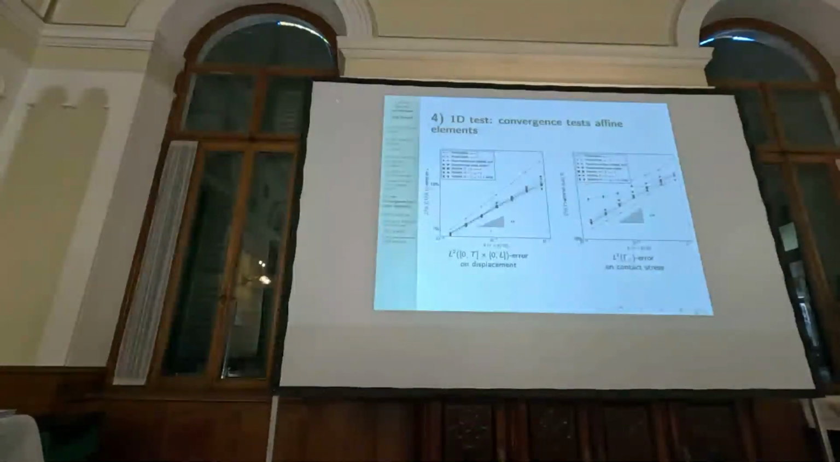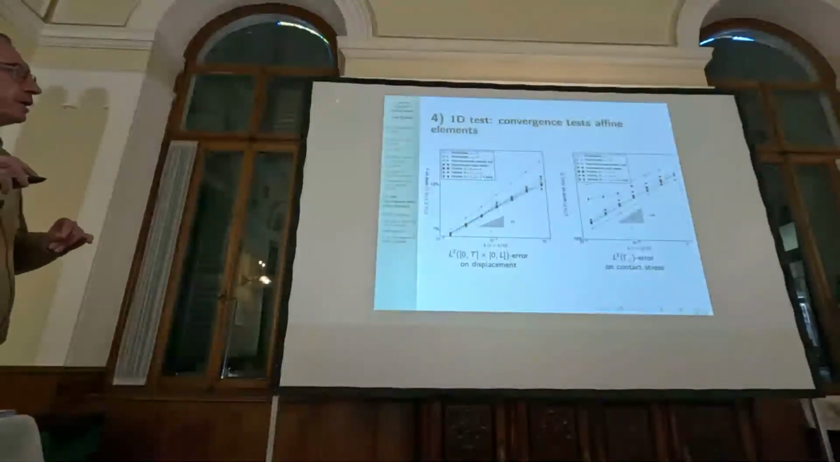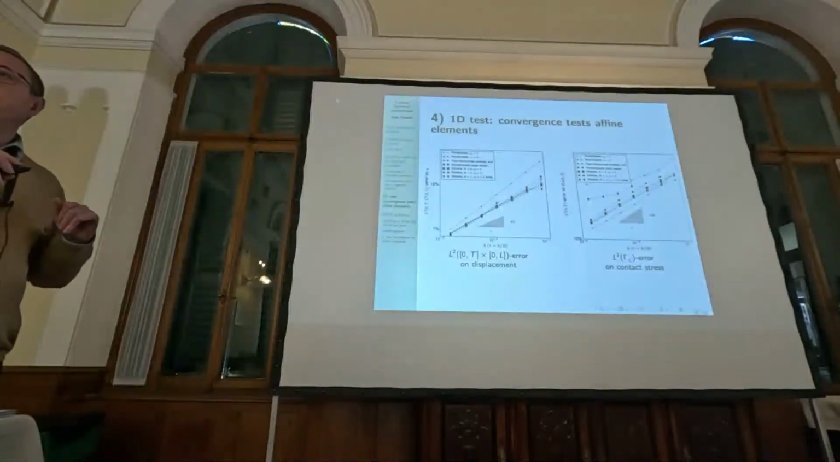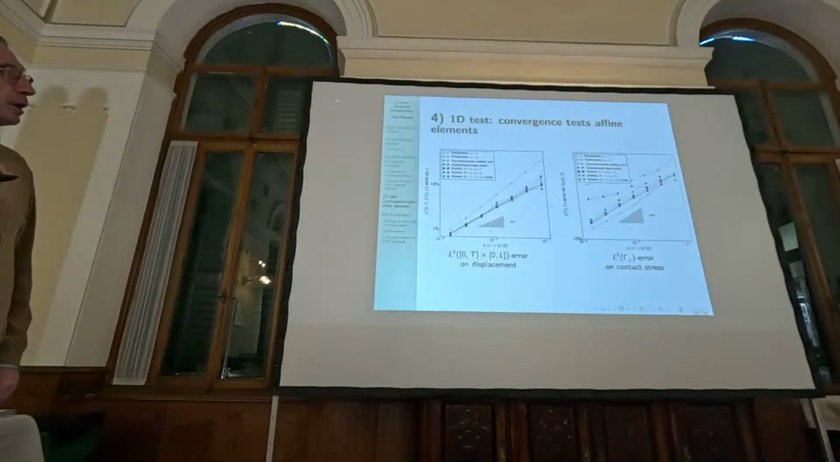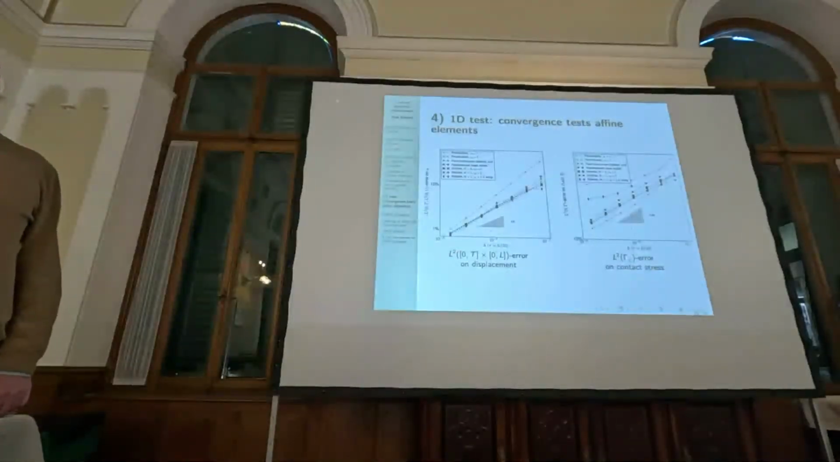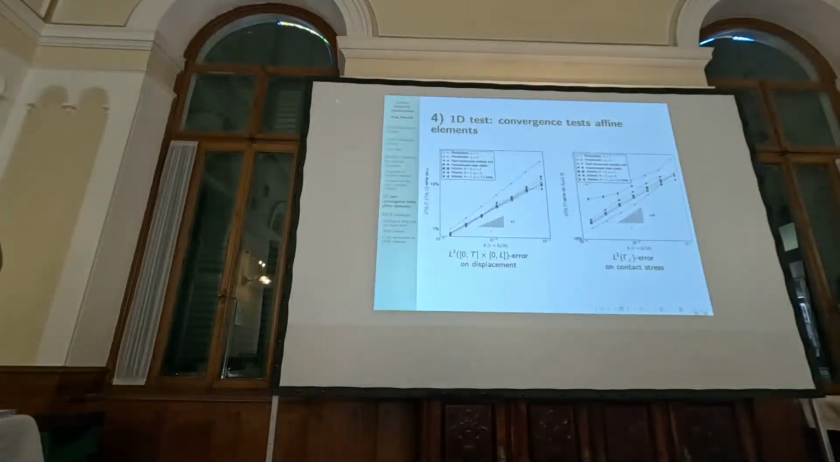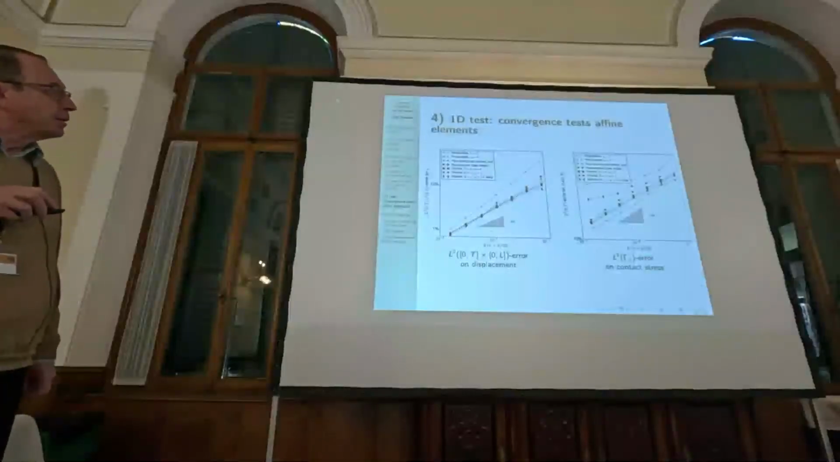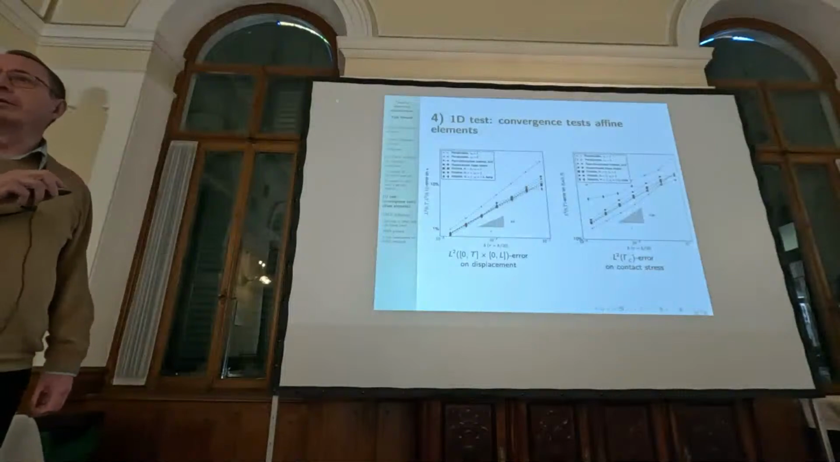The penalty is in red here, but with the penalty, you have to choose very finely the penalty coefficient. If you choose it large, you have a good approximation of displacement, but a bad approximation of the contact stress. And conversely, if you have a too low penalty coefficient, you have a better approximation of contact stress, but a bad approximation of displacement.